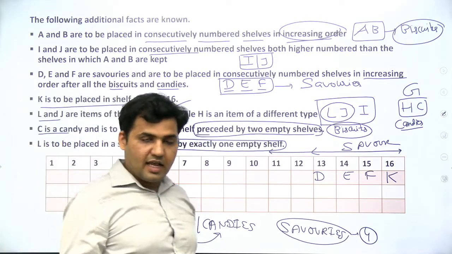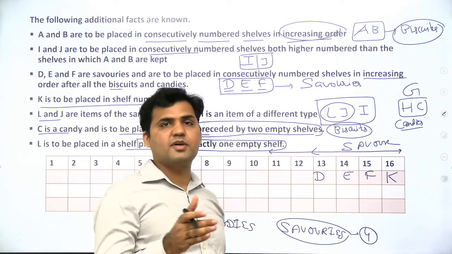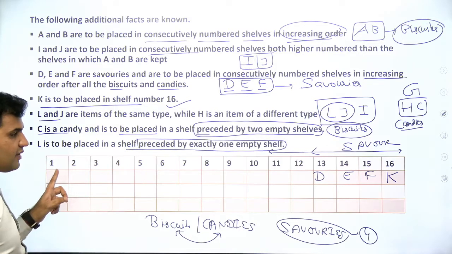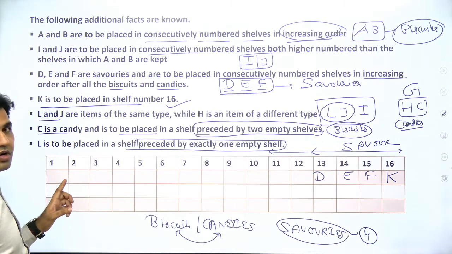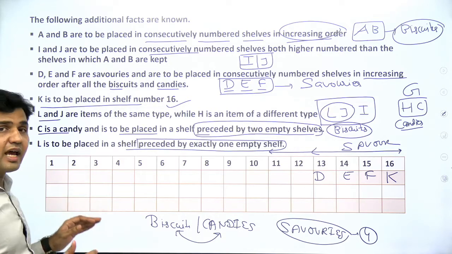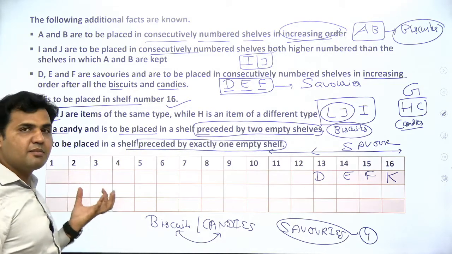So L has to be preceded by 1 empty shelf, C has to be preceded by 2 empty shelves. Now tell me whether the biscuit will come here first or the candies will come here. We do not know that, right? It can be biscuit as well as it can be candy. So you'll have to make all the possible cases. Let's say I start placing biscuits first.